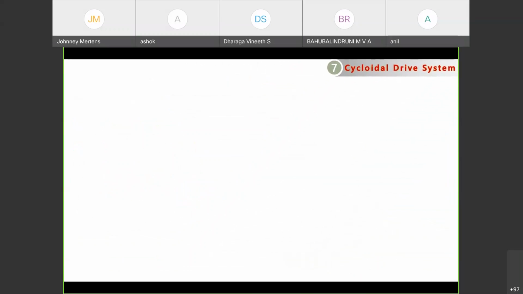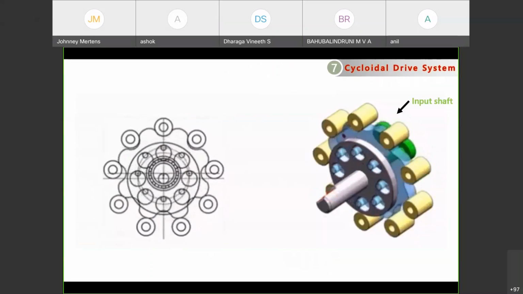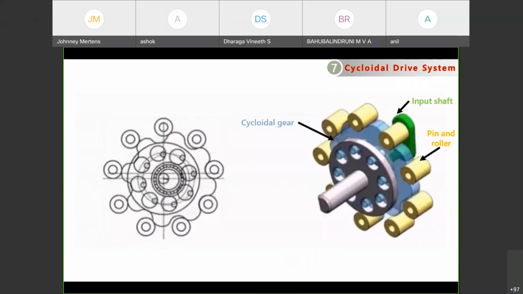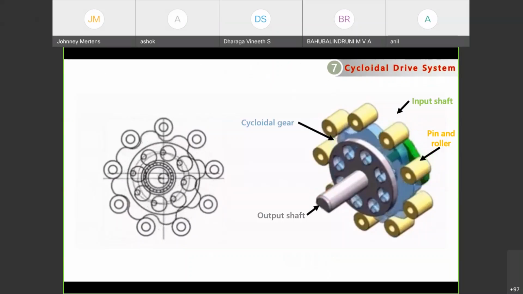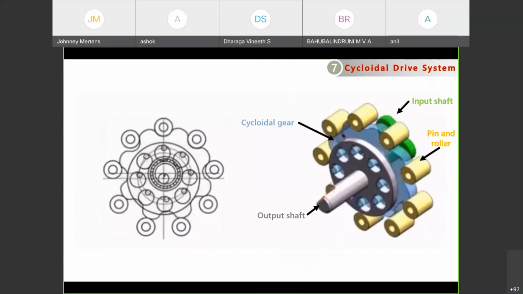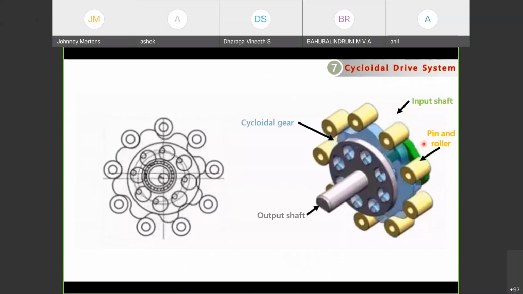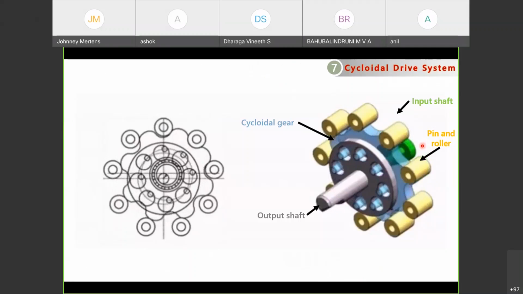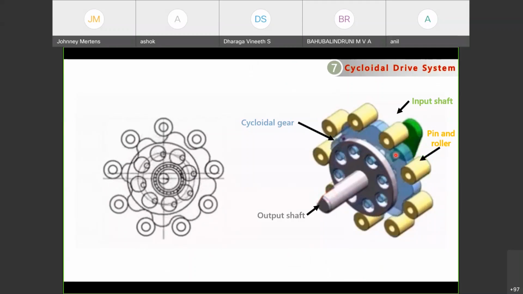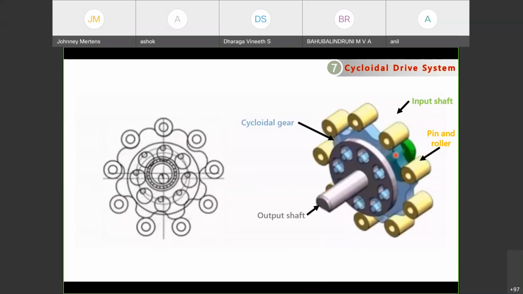So what is meant by cycloidal drive system? You can see here from this video, and there is an input shaft. For understanding purpose, a simple animation is shown here. This cycloidal drive system consists of 4 components. One is the input shaft, indicated by the green color, and this input shaft is connected to the cycloidal gear, and the rotation will be given.